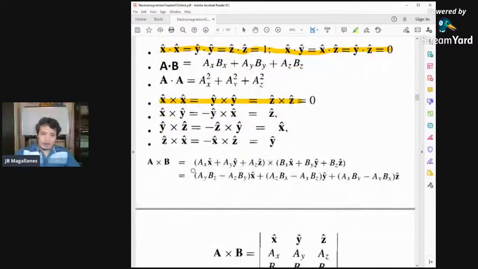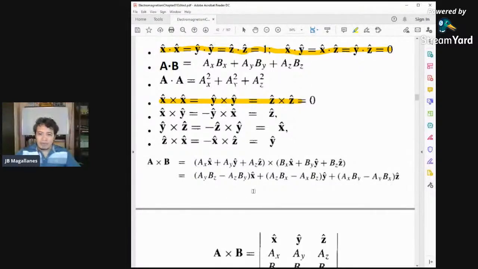So if you have a cross product of two vectors, A and B, you can expand A to its components, cross B to its components. Then if you distribute each of these, you will come across x cross x, x cross y, or y cross x, and then you'll be able to get this expression.